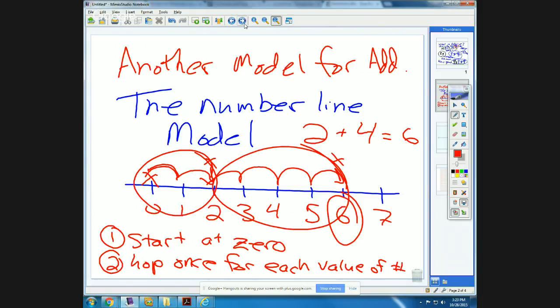Let me get some more chocolate here. It's a good day for chocolate. Chocolate and math. It's a good combination.